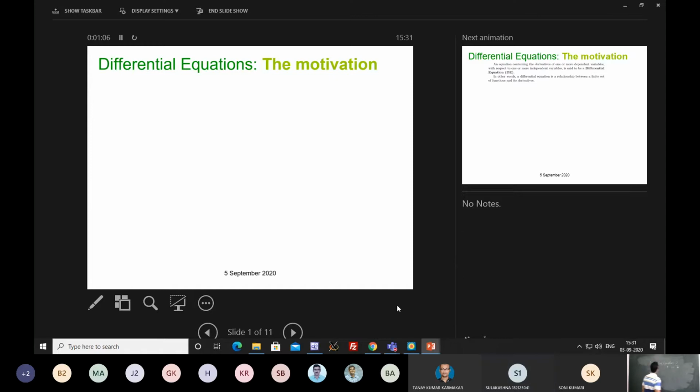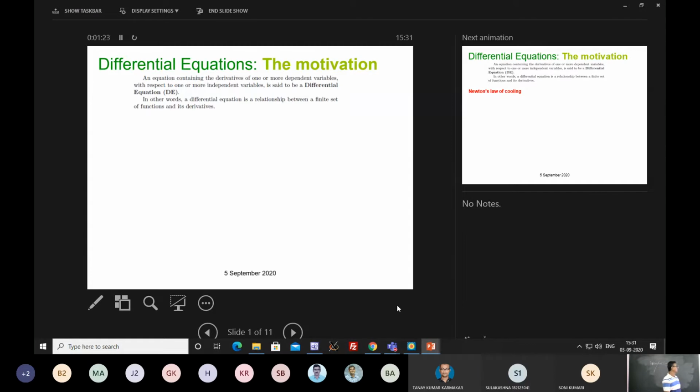I guess the handwriting is big enough for you to see. So any equation which involves some derivative. You will see the formal definition here: an equation containing the derivative of one or more dependent variables with respect to one or more independent variables is said to be a differential equation. So here we are talking about dependent and independent variables. Interestingly, you will see that they are talking about one or more here.